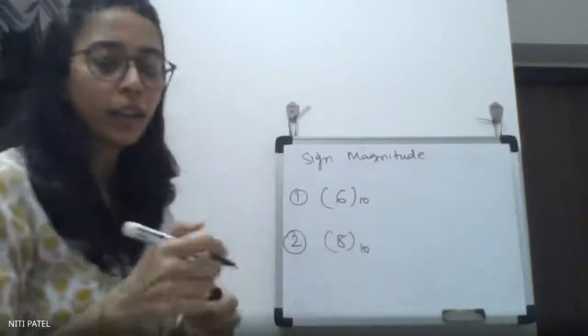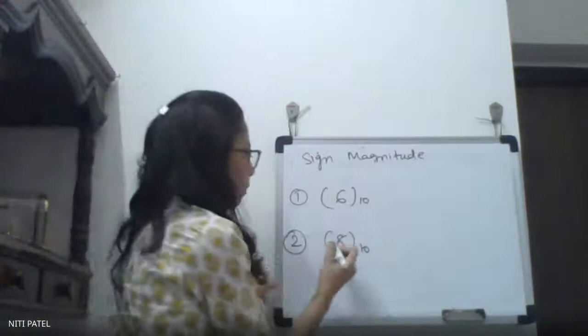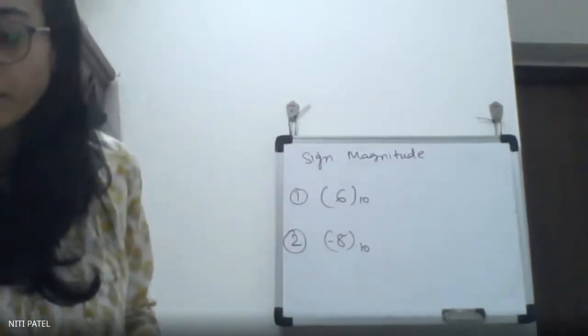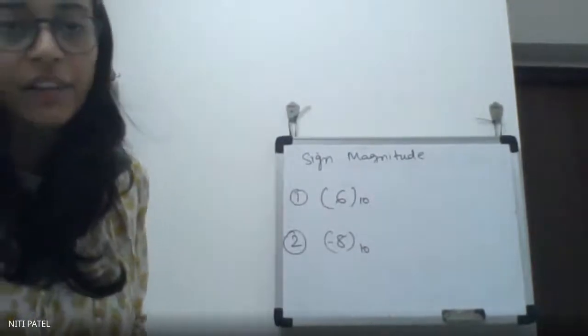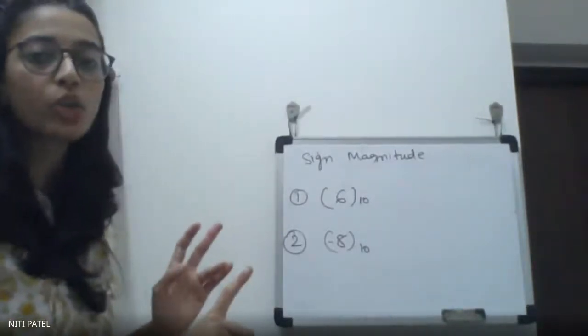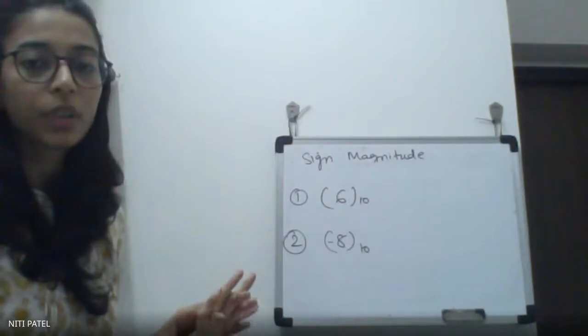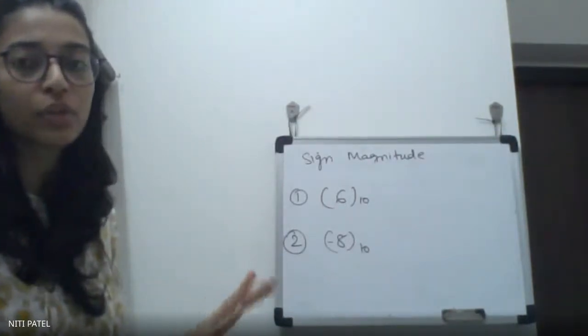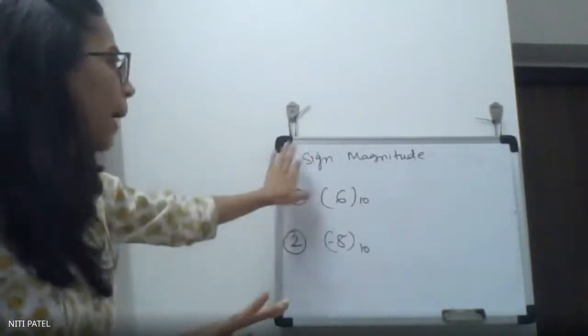Give me the sign magnitude of 6 and minus 8. Have I used any ones complement or twos complement here? I haven't used any ones or twos complement. It is simple sign magnitude.